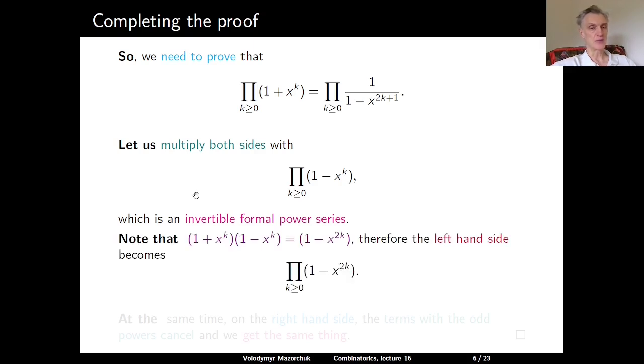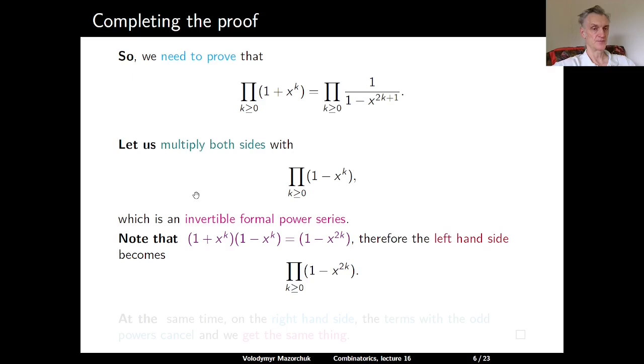Let us note that (1 plus x to the power k) times (1 minus x to the power k) is equal to 1 minus x to the power 2k. So on the left-hand side, each (1 minus x to the power k) will hit the corresponding (1 plus x to the power k) and create (1 minus x to the power 2k). So we will get the product, k from 0 to infinity, of (1 minus x to the power 2k).